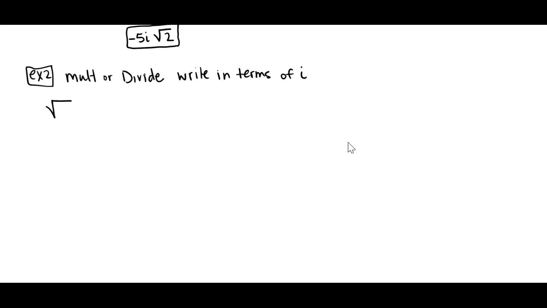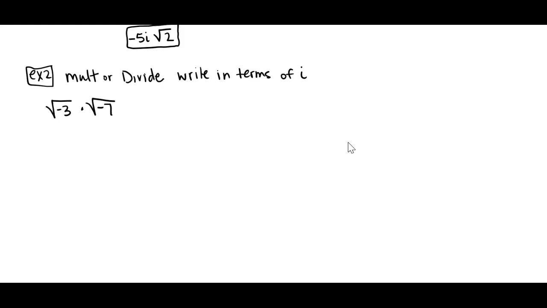Okay, on this one, a couple here. So multiply or divide, and then rewrite or write in terms of I. So if we have something like this, the square root of negative 3 times the square root of negative 7.